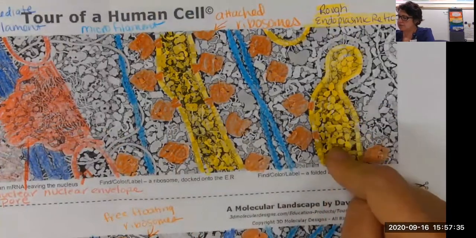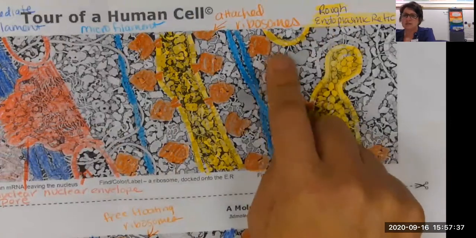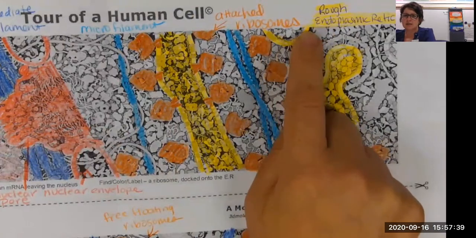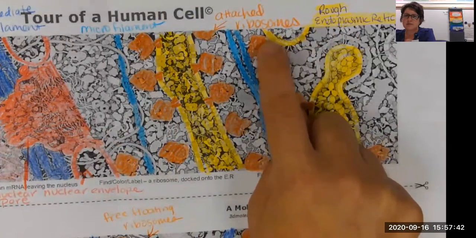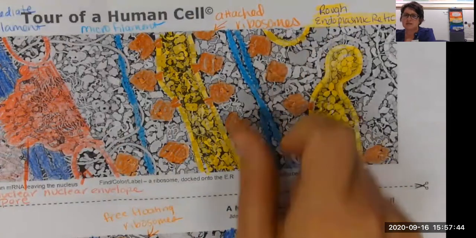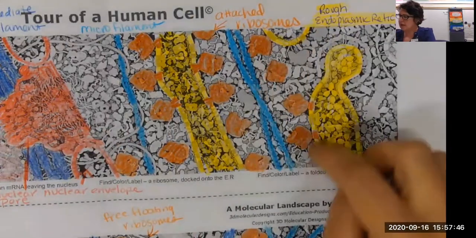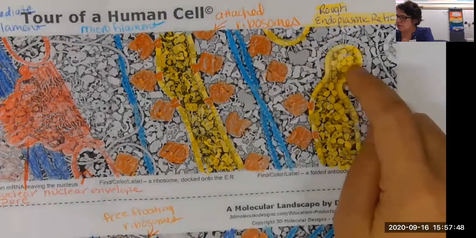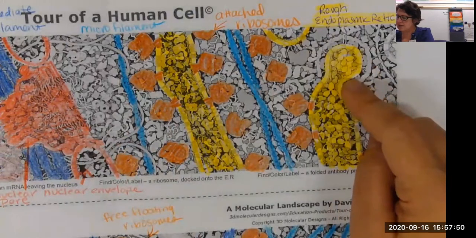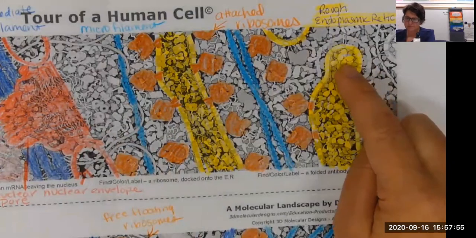And then here is more endoplasmic reticulum. I did forget to color him in class, so you might want to add him in. See the ribosome attached, so he is part of the endoplasmic reticulum. And then here, this is an end of an endoplasmic reticulum budding off. So he is forming a vesicle.